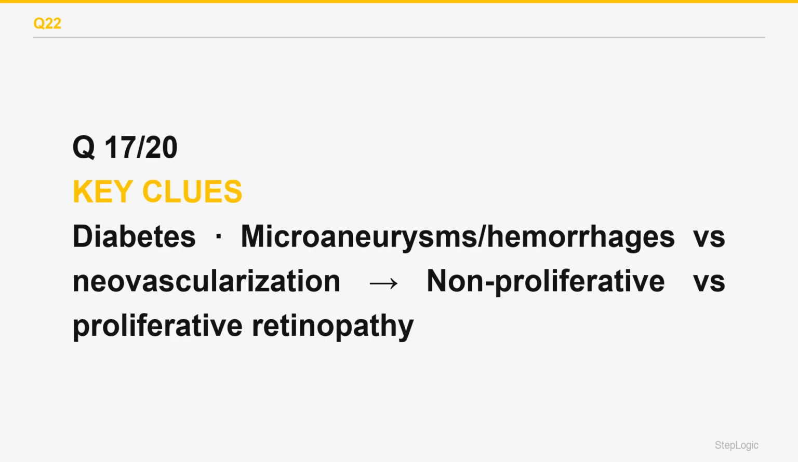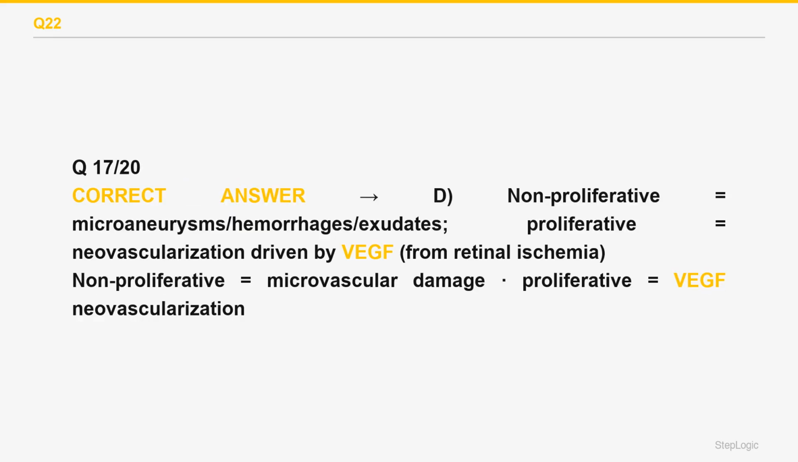Proliferative diabetic retinopathy is the advanced, vision-threatening stage, defined by neovascularization, the growth of fragile new blood vessels on the retina and optic disc. These new vessels bleed easily, causing vitreous hemorrhage, and their fibrous scaffolding can contract and cause retinal detachment. The correct answer is D.